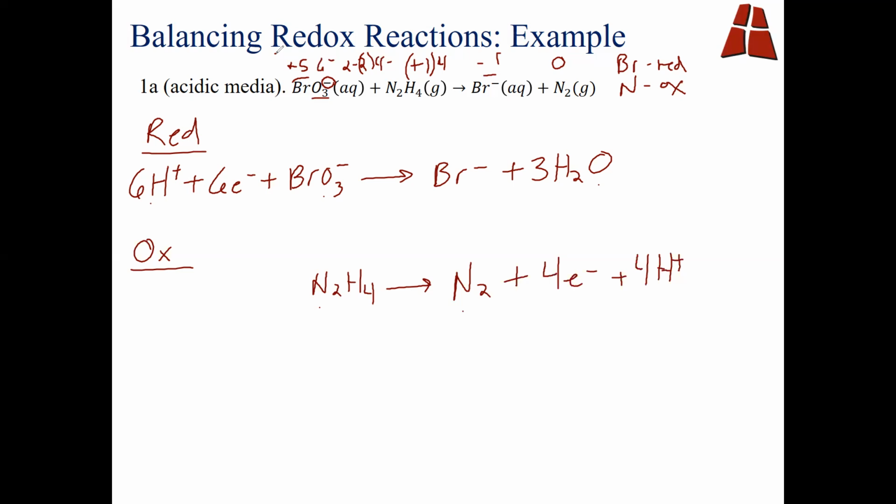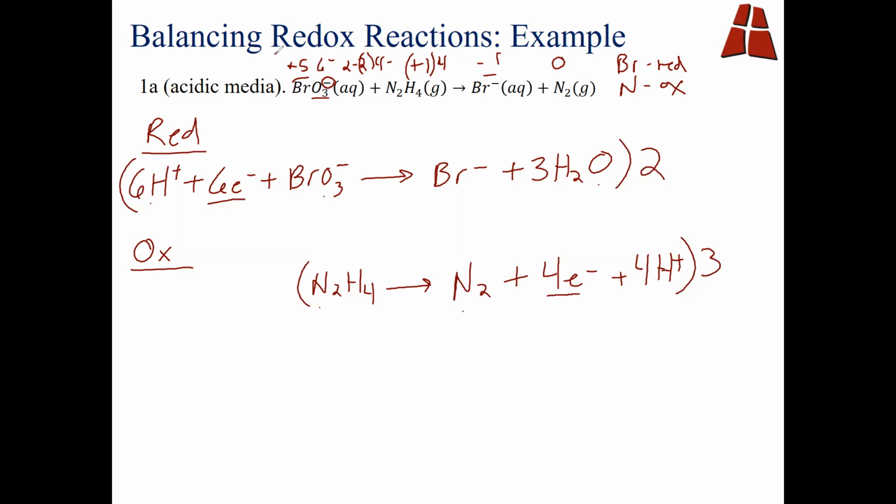Okay. So now to put these back together, we have to have the same number of electrons. And so we look for the lowest common denominator of where both of these would be. The lowest common denominator would be 12 for these two balanced reactions. And so we would multiply our top reaction by 2, and we would multiply our bottom reaction by 3 in order to get the number of electrons to be the same.